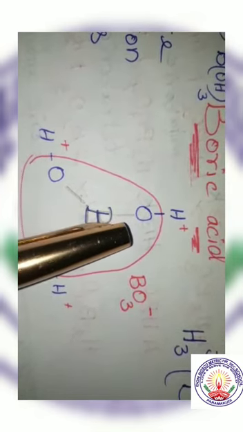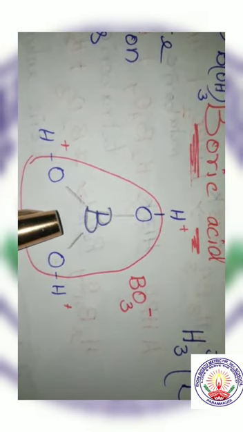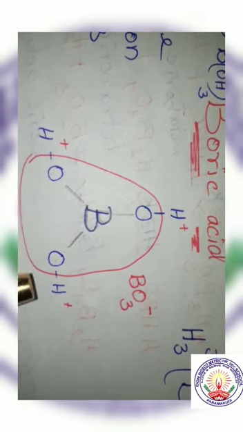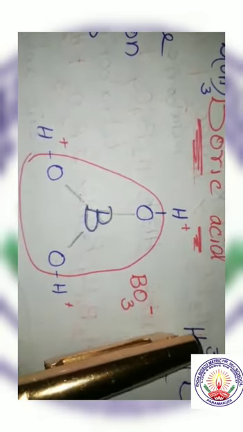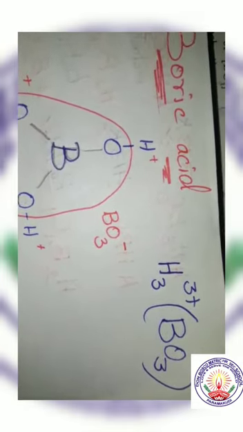See, BO3, they are negatively charged and this oxygen is linked with hydrogen. These are H, 3 plus positively charged, and this boron and this 3 oxygen, that is BO3, negatively charged. So this structure has 3 points.